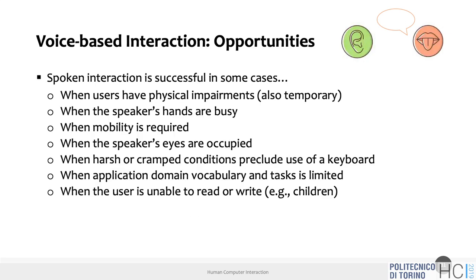Obviously, voice-based interaction has some huge opportunities and some huge limitations, always in general. So when is spoken interaction successful? It is successful typically when users have physical impairments, also temporary. A personal story: I have this in my kitchen and I use it to turn the light on and off when I have some plates in my hands, so I cannot press the button on the wall. I have to put down the dishes, press the button and take them again to move to another room. With this, you can obviously say, whatever it is, Alexa, turn off the light or turn on the light. Also from a distance. It's not a real huge use case, I know, but it could be useful also for temporary physical impairment.